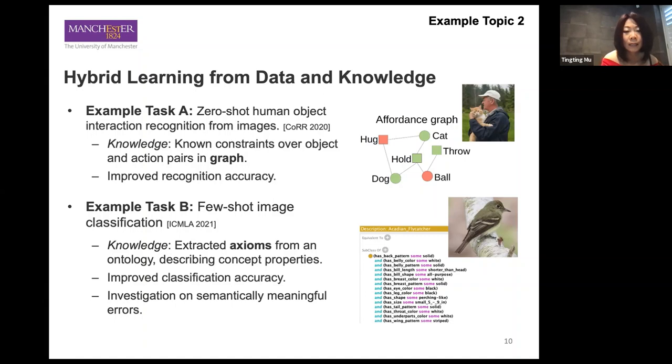And then the second task is the bird image classification task, which is the same one we mentioned earlier. The setup we work under is few-shot learning, so we feed the model only one up to five example images per bird type. What we did is develop, with our collaborator, a bird ontology, and extract axioms from the ontology to describe different bird concepts. Again, it improves the performance, and it also manages to produce more semantically meaningful errors. That means when the model makes a mistake, it's a better mistake.